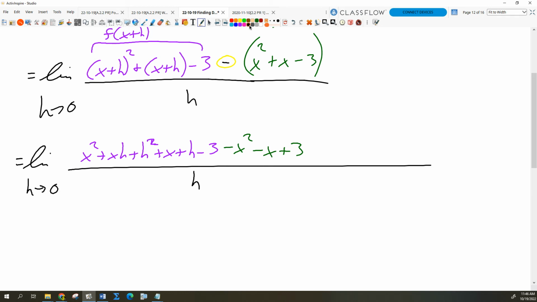as h goes to 0. Do I get any good horizontal cancellation here? The x squareds go away. Good. What else? The 3's go away, don't they? Anything else? Yeah, the x's. In fact, every term that doesn't have a factor of h in it is going to go away.